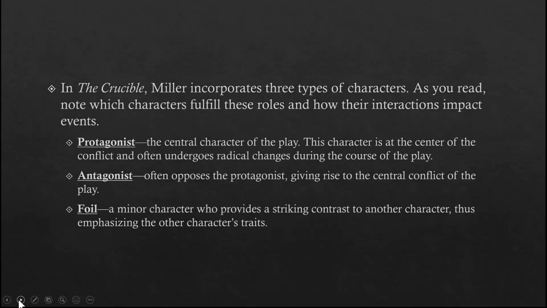And foils. A foil is a minor character who provides a striking contrast to another character, thus emphasizing the other character's traits. So this will be somebody that has a lot of the same opportunities that the other character has, but they're a little bit different. For example, let's say the main character is handsome and well put together. His foil might be handsome and disheveled, so like not completely put together.